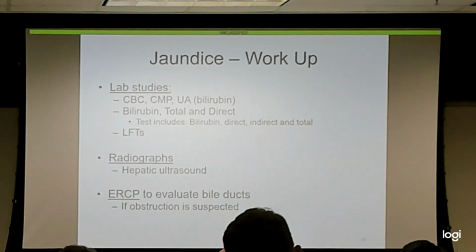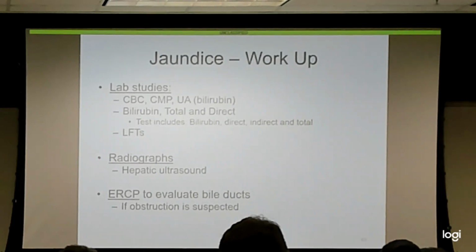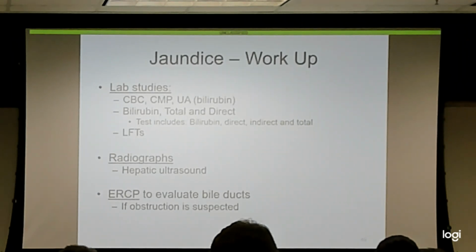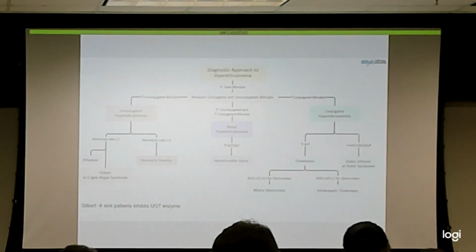So how do you work it up? You get your CBC, your CMP, your UA. I'm also going to add my bilirubin total and direct onto my labs. That's going to give me my direct, my indirect, and my total, so that I can figure out what's going on, which is higher. My LFTs, I'm going to get a hepatic ultrasound, and if I've got the cholestatic pattern and it's looking like I've got more conjugated bilirubin, I'm going to get that ERCP to evaluate those bile ducts. And so this is your diagnostic approach to hyperbilirubinemia.